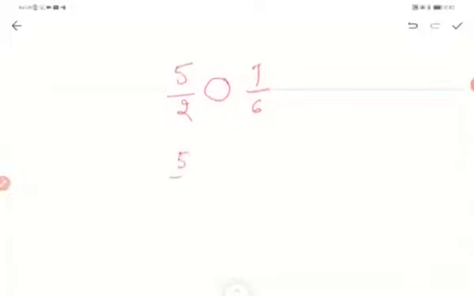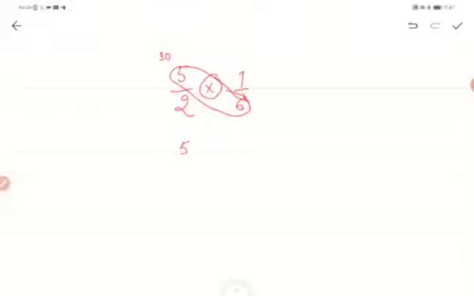Second step, what you will do is take 5 by 2 and 7 by 6. First you will cross multiply these two. So 6 fives are how much? 30. I will write it on the top of this. Similarly, we will take the same bubble and cross multiply with the other pair. 7 twos are 14.